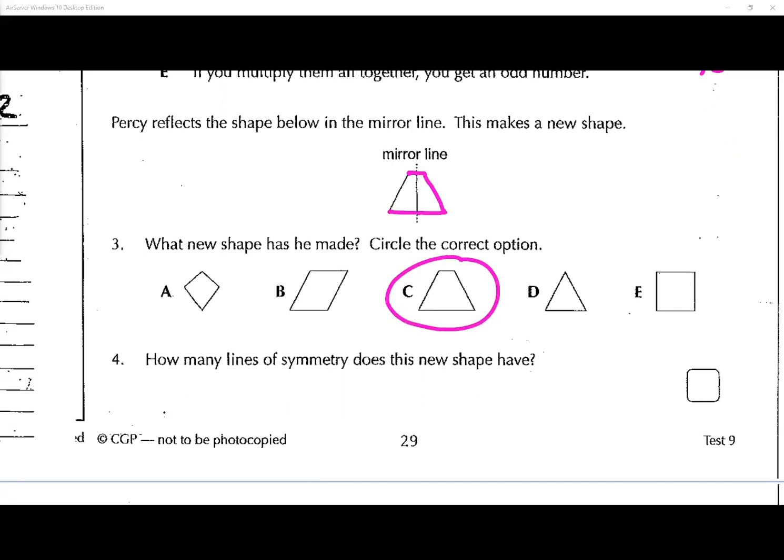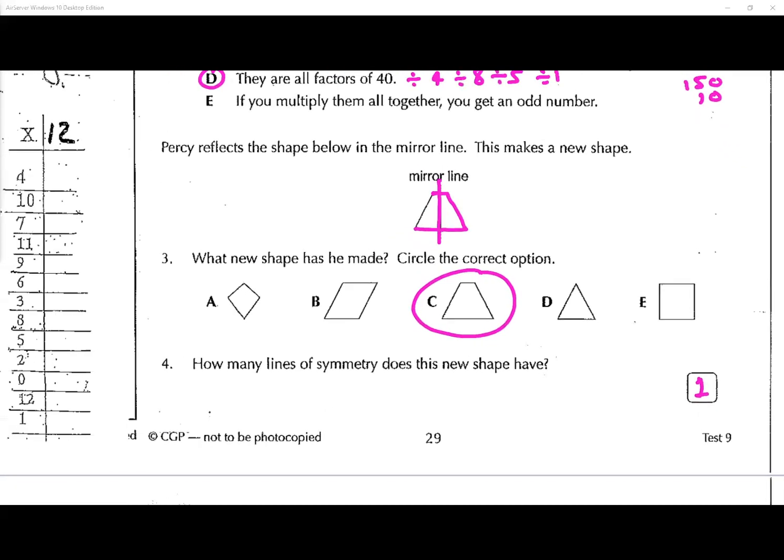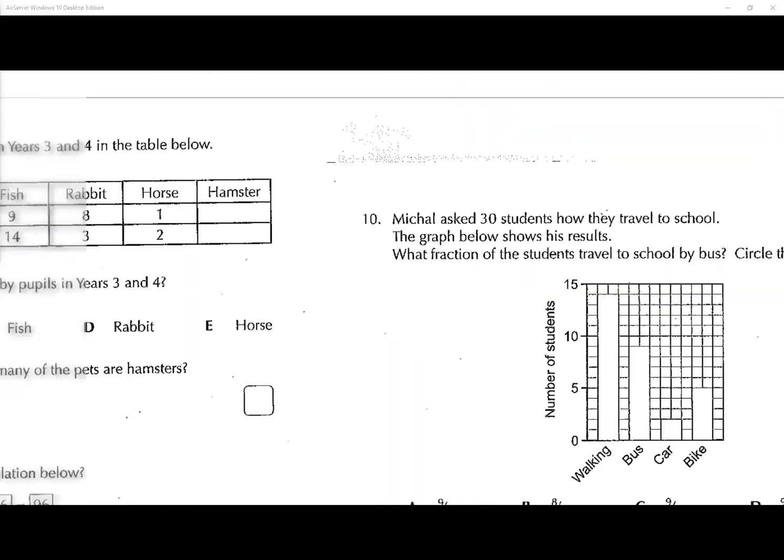How many lines of symmetry does this new shape have? Well, the line of symmetry is just the one that they're giving us, the mirror line. There's no other ones. So it'll be just one. Okay, I'm going through the easy bits a little bit quickly, folks. If you think it's going too quickly, tell me to slow down. Okay, I'm moving to question number 5.